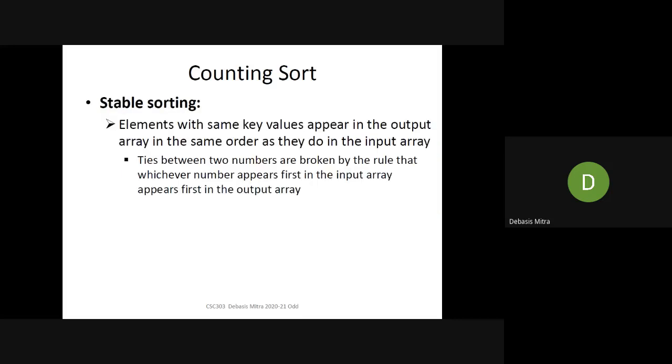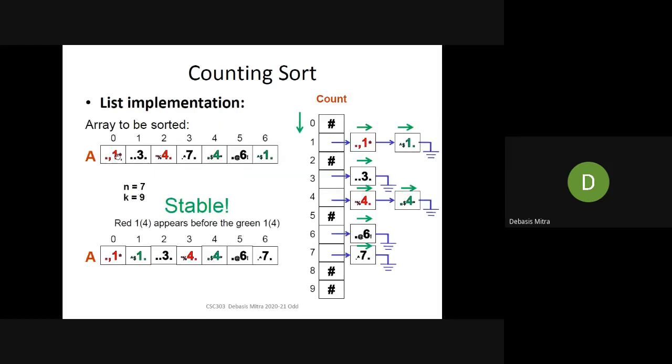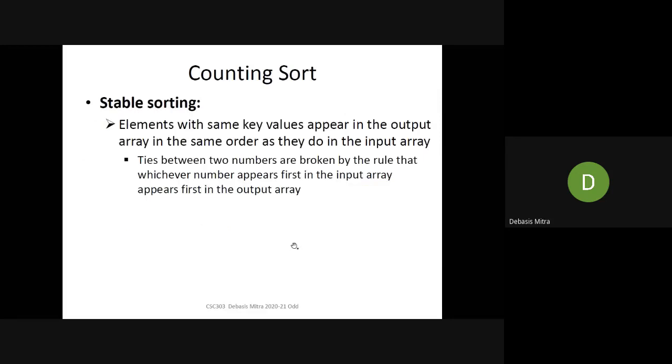Now, stable sorting is already evident, because whoever comes here, this red one comes before the green one, here also the red one comes before the green one. Similarly, red 4, green 4. It is quite apparent that it will be stable.